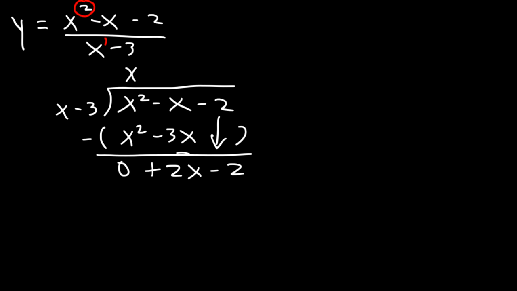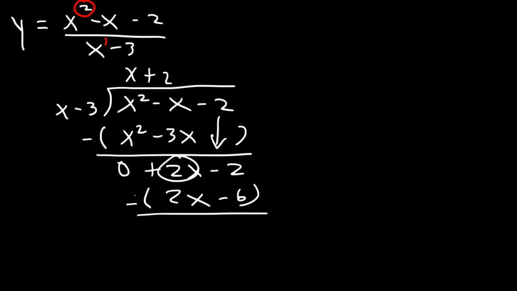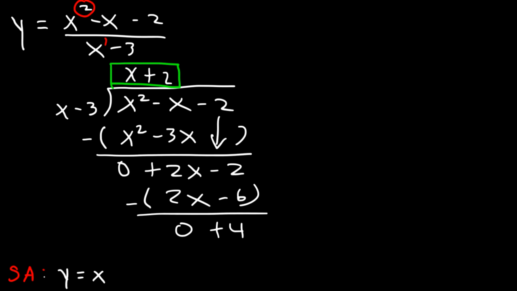And let's divide again. 2x divided by x is positive 2. And now let's multiply. 2 times x is 2x. 2 times negative 3 is negative 6. 2x minus 2x is 0. Negative 2 minus negative 6, or negative 2 plus 6, is 4. So the remainder is 4. But this is going to be the slant asymptote. So the slant asymptote is the function y equals x plus 2.